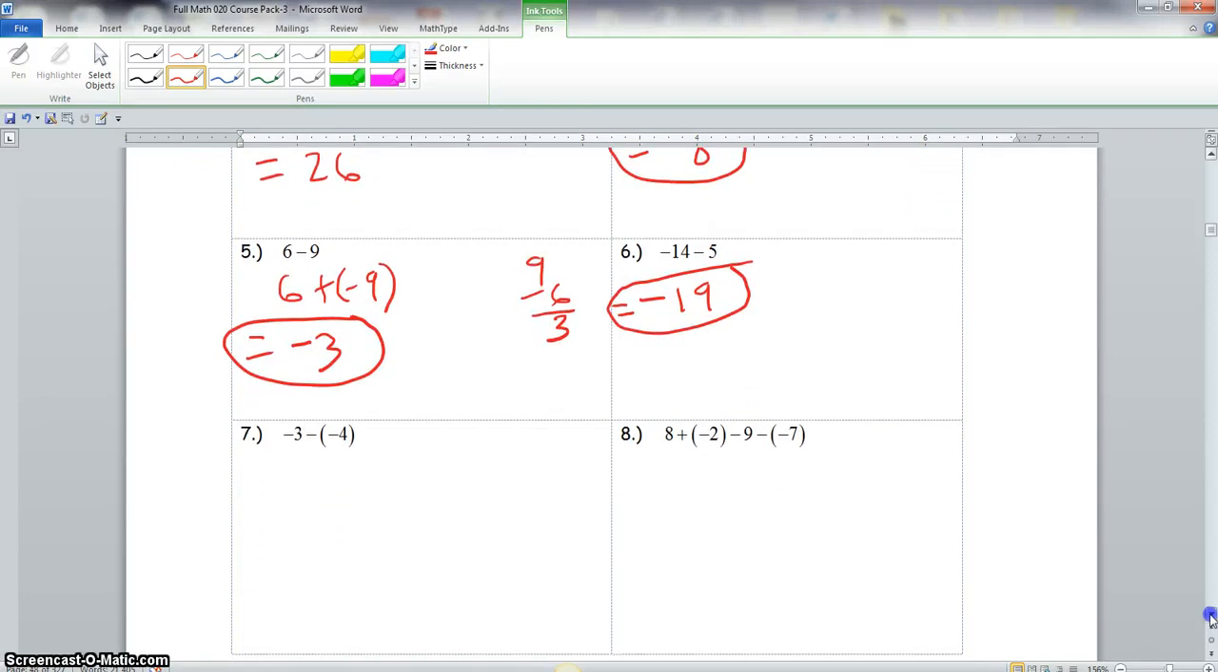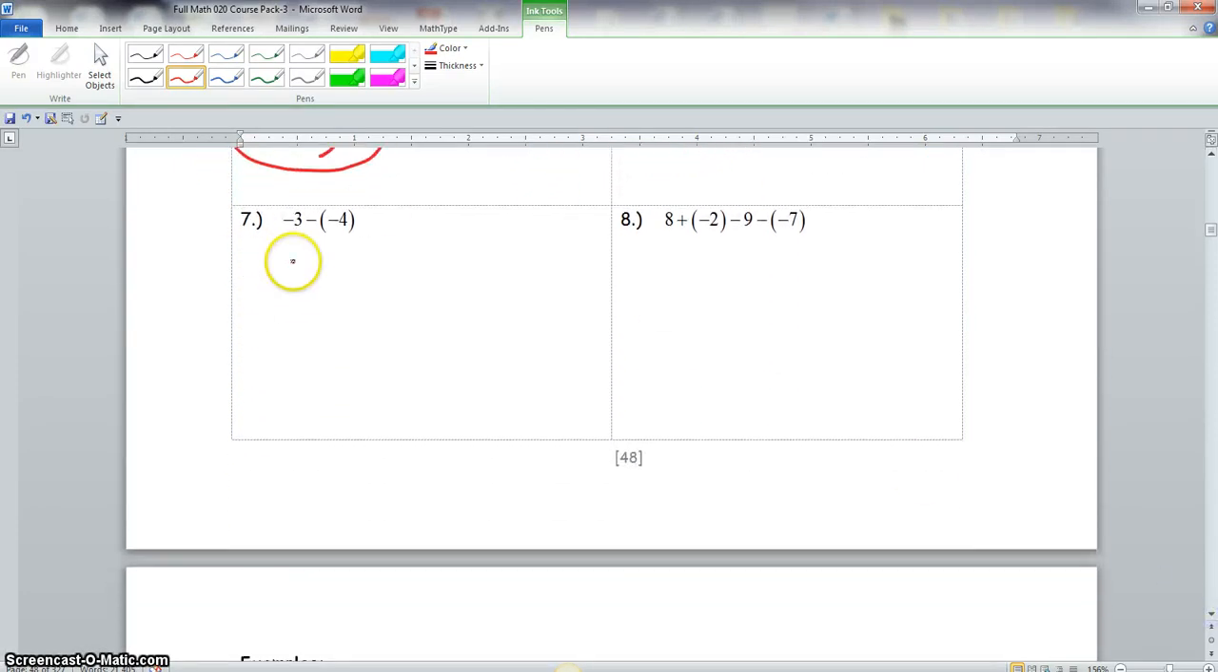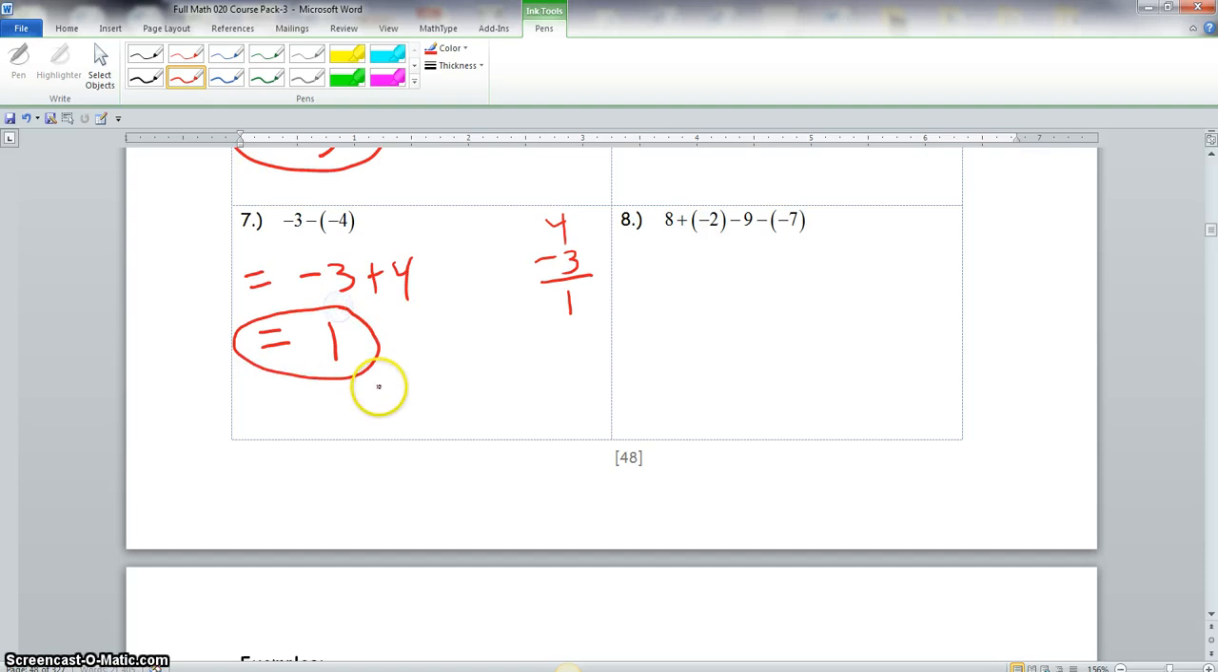Now we scroll down here to number 7. We add negative 3 minus a negative 4. We know that this will become negative 3 plus 4. And we will subtract. Negative 3 plus 4 will give us a positive 1, because we know 4 minus 3 is 1. I'll write that off to the side. And we know 4 is more units from 0 than negative 3. So it will give us positive 1.